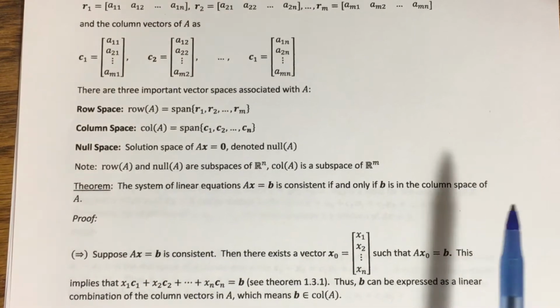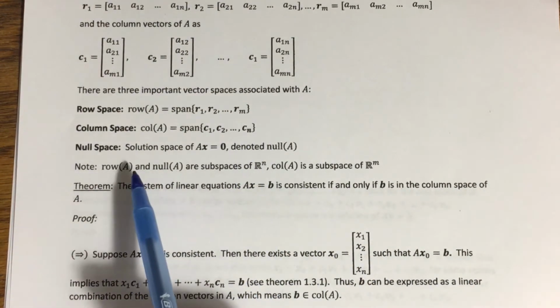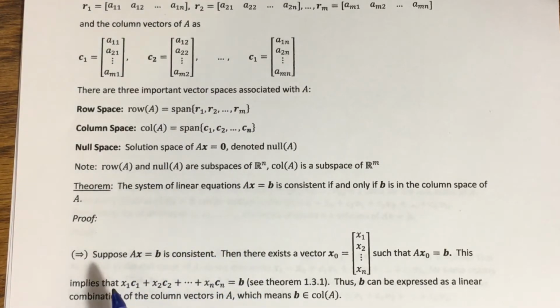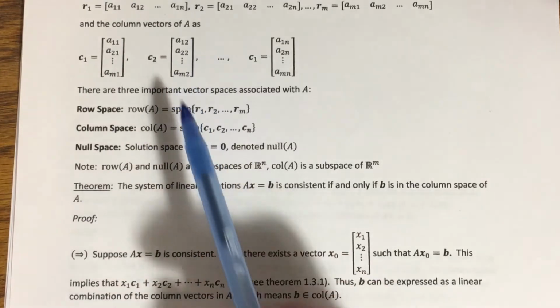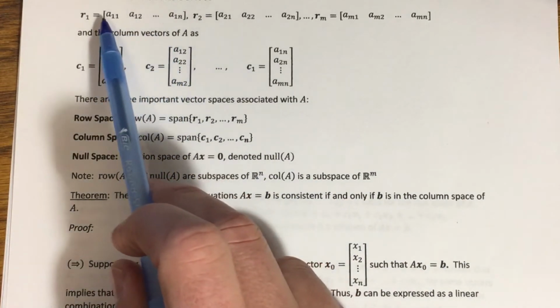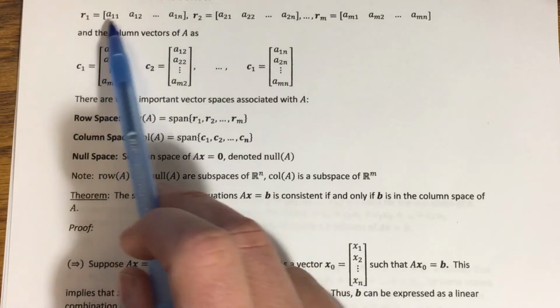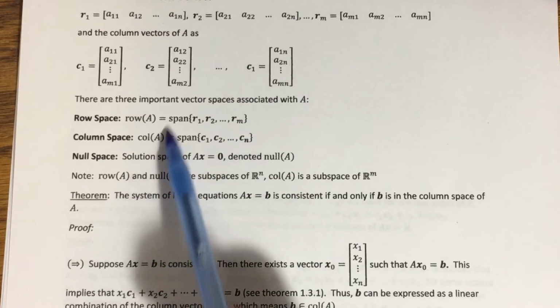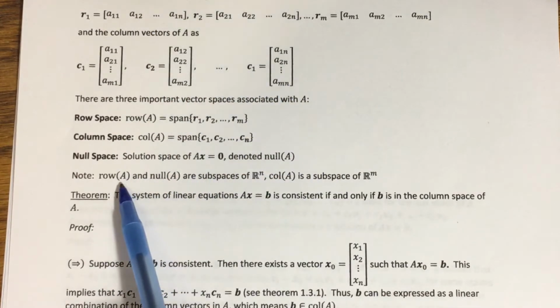All right. Something worth pointing out here: the row space and the null space would both be subspaces of Rn. If you remember just a second ago, we said all of the rows of A are vectors in Rn. And so the span of those vectors would be a subspace of Rn.